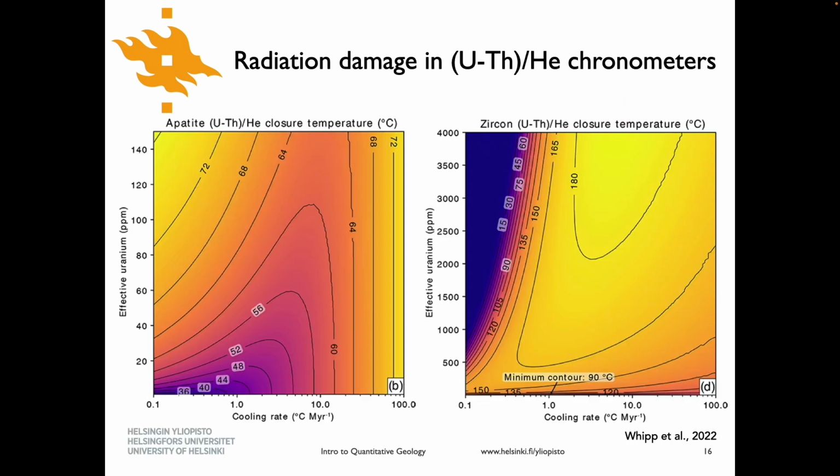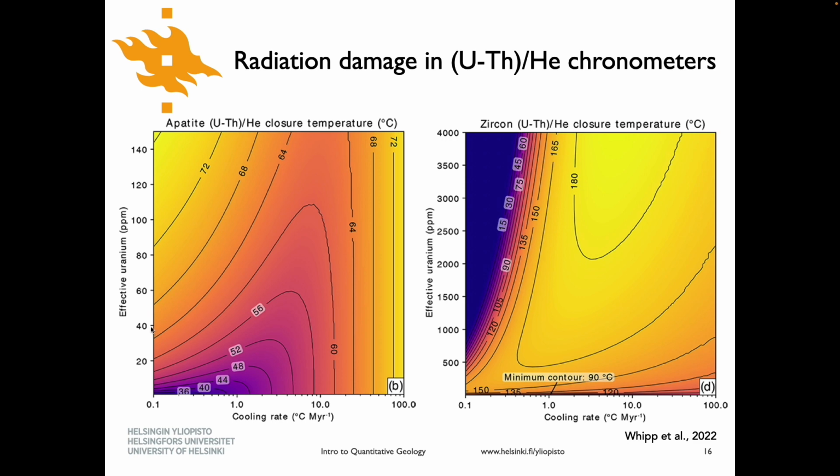But this is, I guess, part of the motivation: we explored this a little bit in a paper from last year where we took some of these radiation damage models and started plotting the different parameters against one another to make these contour plots. And just to show you, for instance, for the apatite helium, here's cooling rate along the horizontal axis, and the parent isotope concentration on the vertical axis.